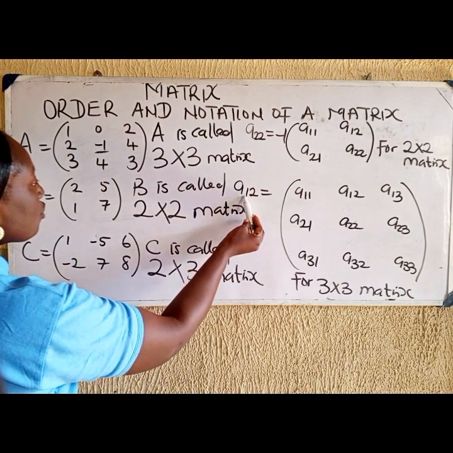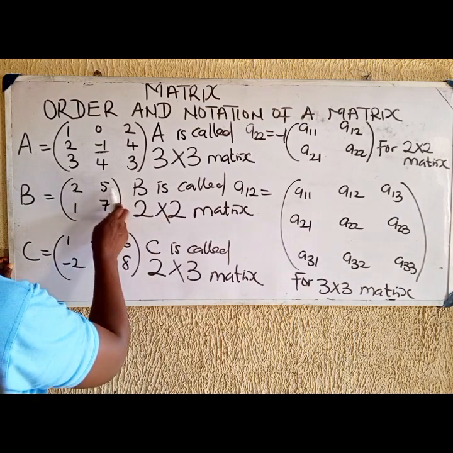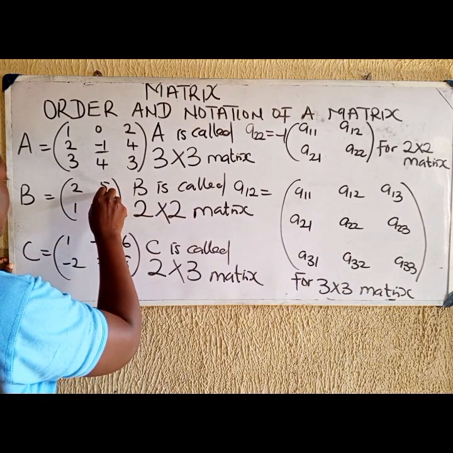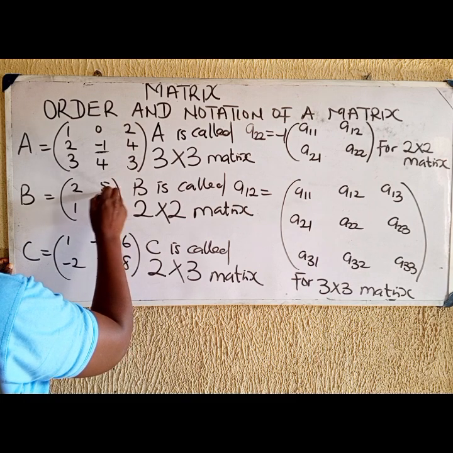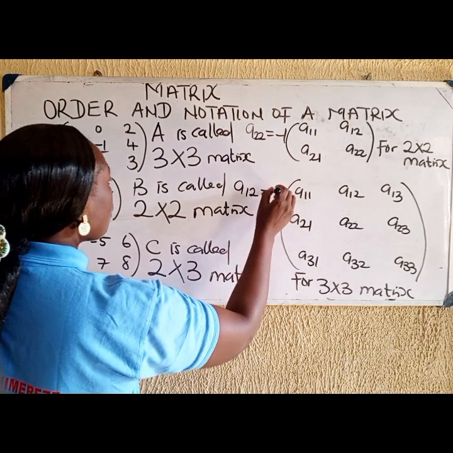Now, if in B, I'm asked to find A12. This is first row, second column. So this is the first row, and this is the second column. This is where I have the element. So A12 in B is equal to what? 5.